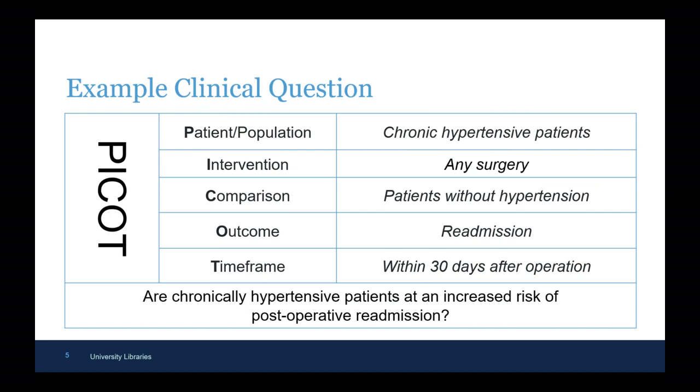Let's see how PICO works with an example question. In this scenario, I want to know if patients with chronic hypertension are at an increased risk of readmission after an operative intervention. My population is patients with chronic hypertension. My intervention is any surgical intervention. My comparison would be patients who do not have chronic hypertension. And my outcome is readmission. Since I'm most interested in readmissions within 30 days, I could also potentially add a time frame to this search.